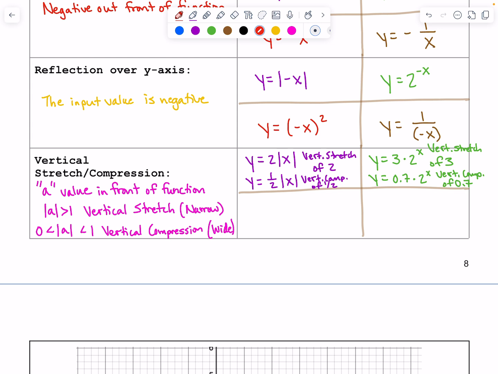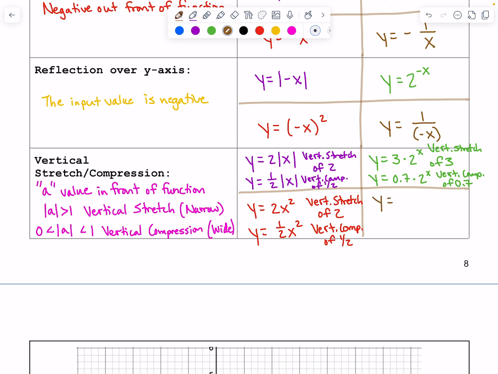All right, and then quadratic. So if we have y equals 2x squared, that has a vertical stretch of 2. And if we have y equals 1/2 x squared, again, that's a vertical compression of 1/2. And normally we say by a factor of 2 and by a factor of 1/2. I just don't have lots of room right there. But that's normally the way it is stated.